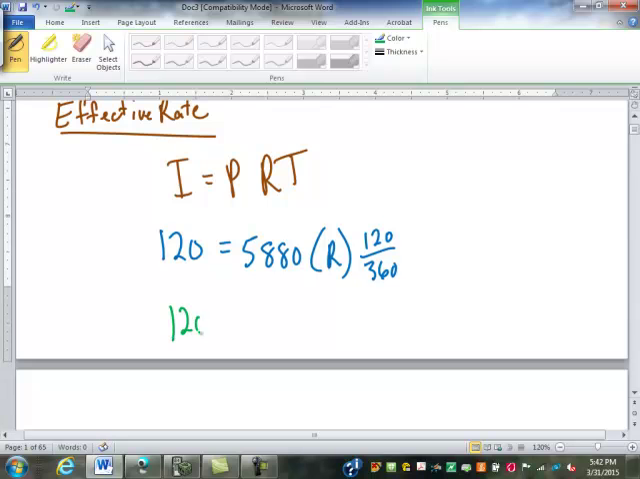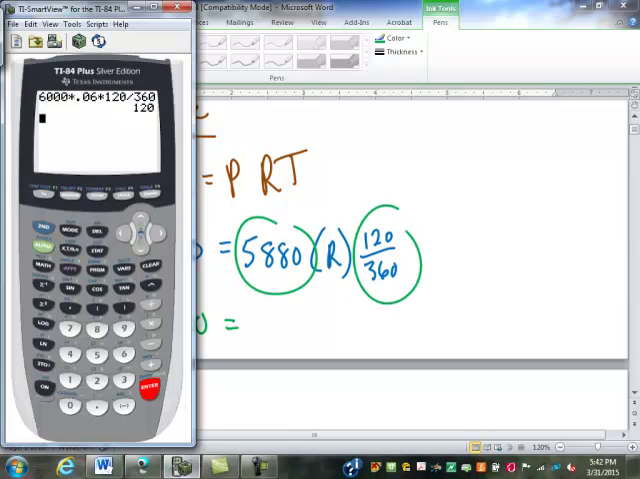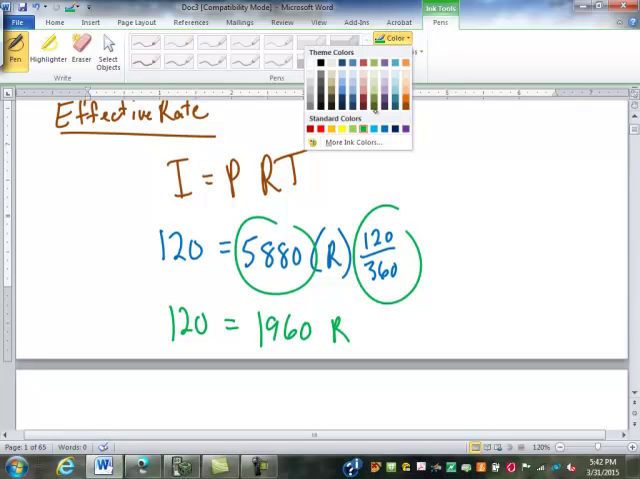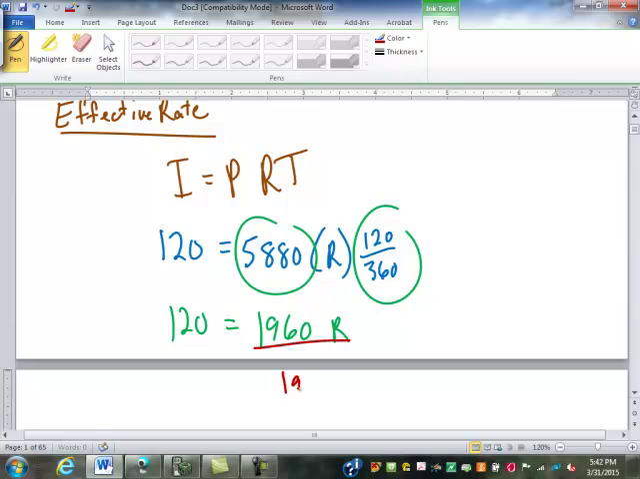So now we have 120 here. We have to combine the 5880 and the 120 over 360. So 5880 times 120 divided by 360 is 1960R. And now what do we need to do? We need to divide by 1960 to get R by itself.